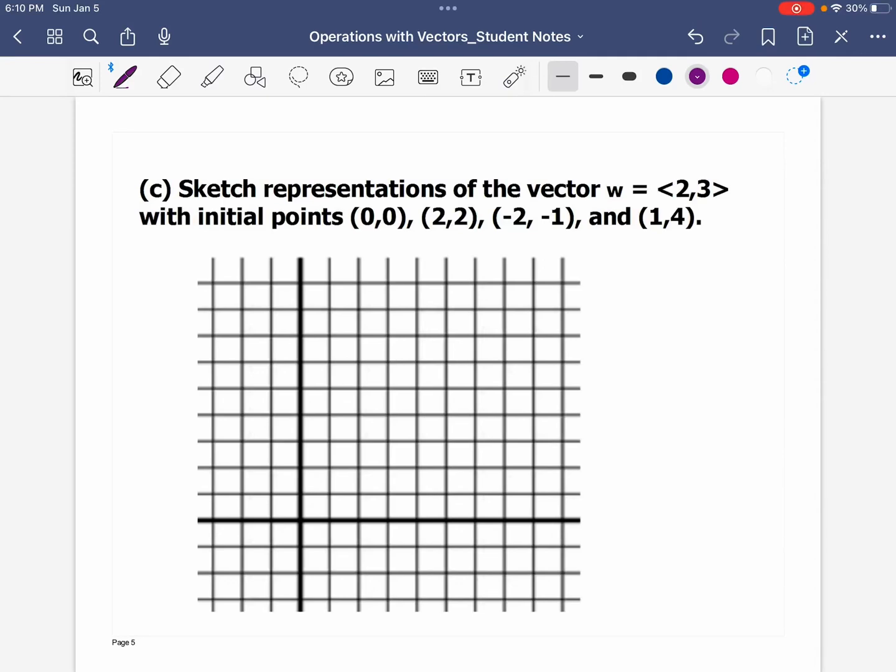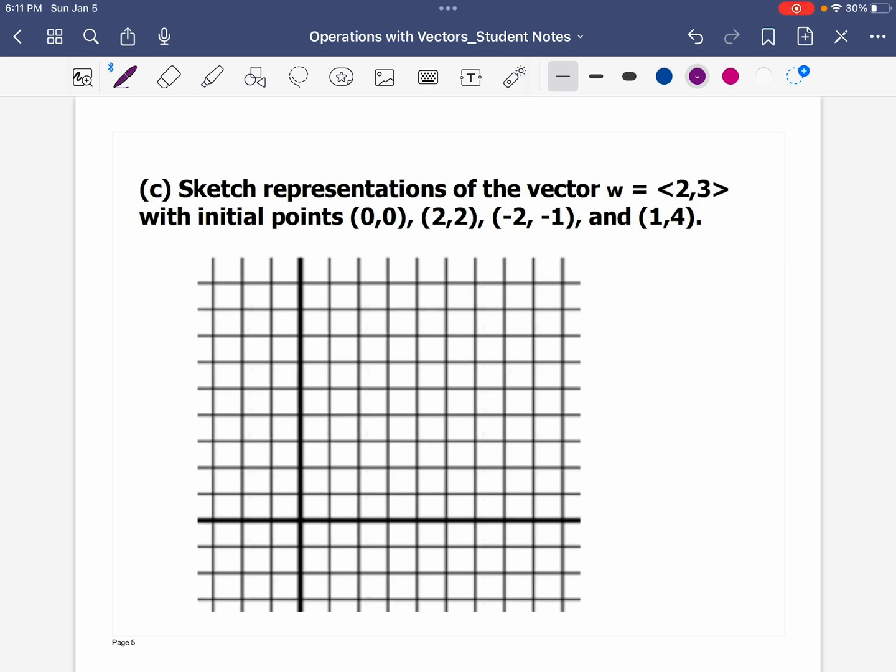Okay, we're going to get a little bit more practice with component form. So this example says sketch representations of the vector W, which has components 2, 3. So that means from initial to terminal, I need to go right 2 and up 3. So then it's giving me these examples.